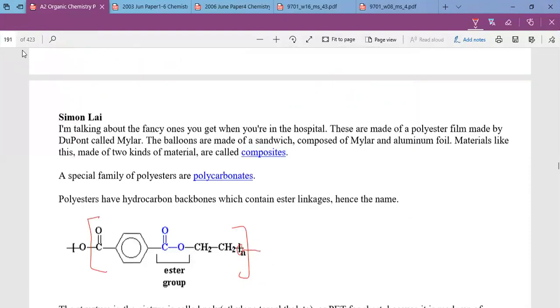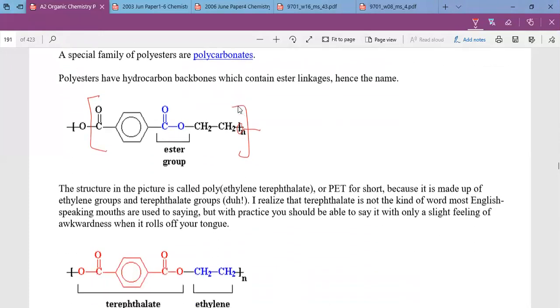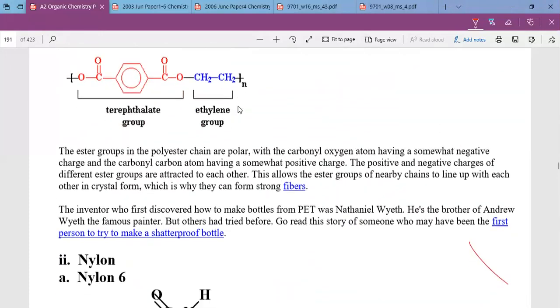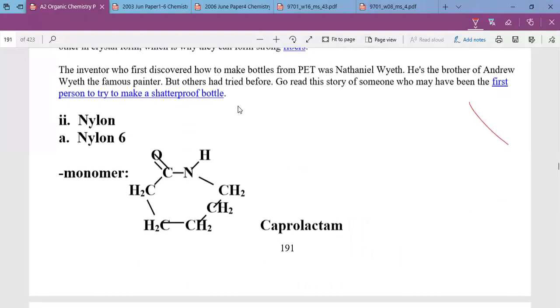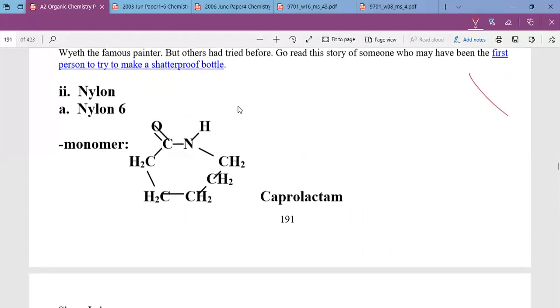Okay, remember, I've shown you already. Now let's go to the nylon. Caprolactam also came up before. Now this is nylon 6. Here you can find that this is a ring structure. Now this is the monomer, no? The monomer is a ring structure.